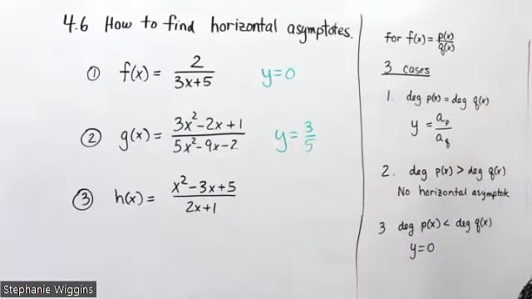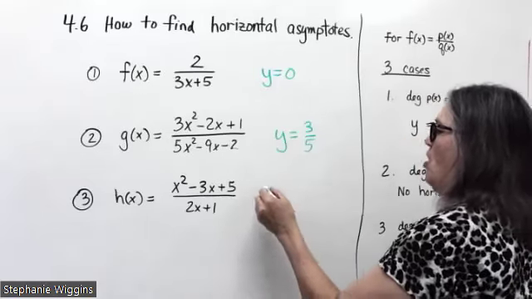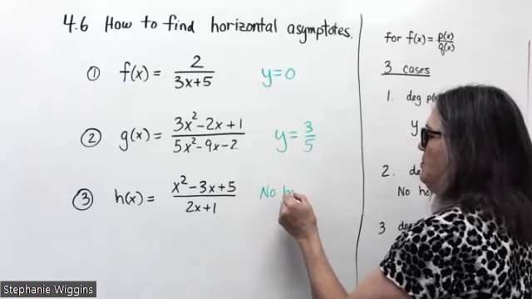And finally, here the degree of the numerator is greater than the degree of the denominator, so there are no horizontal asymptotes.